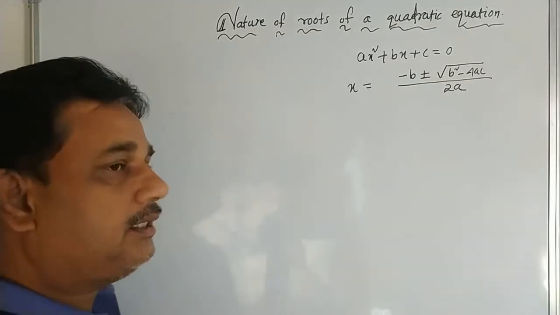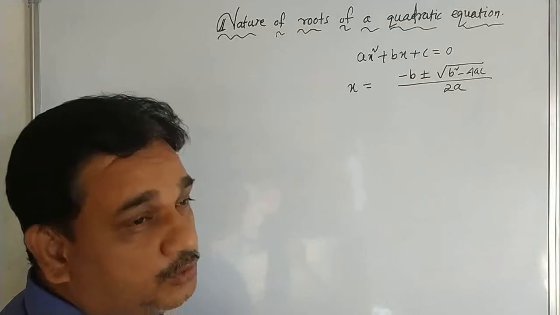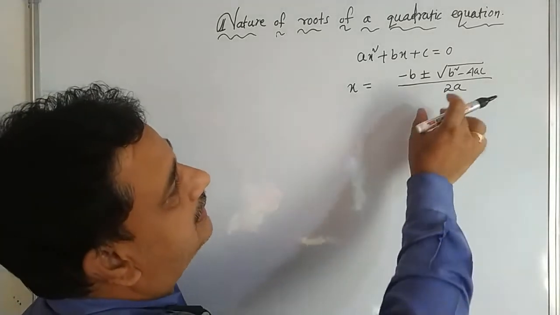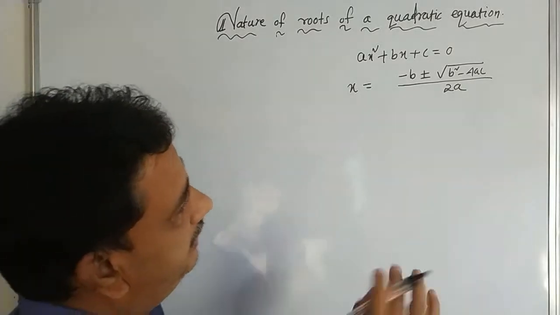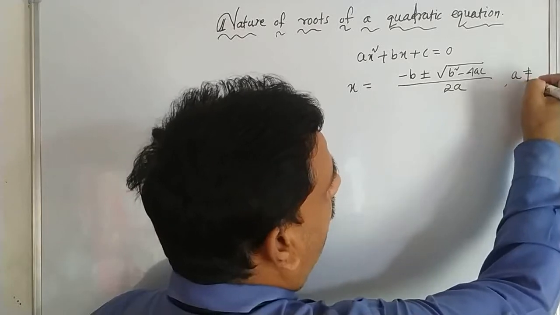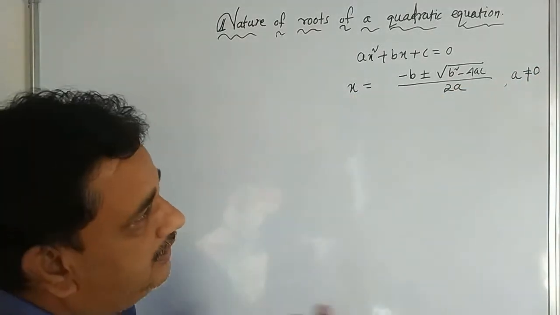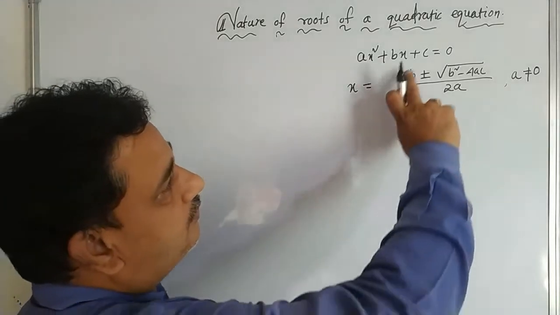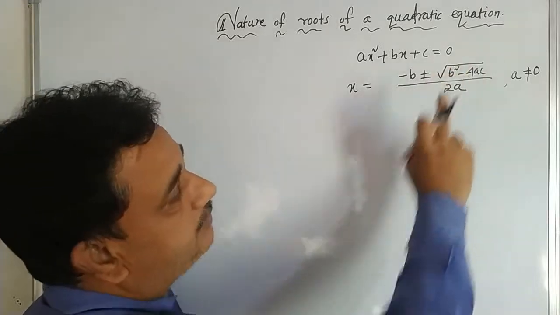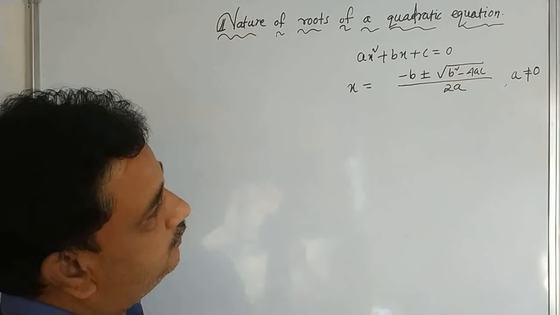But here you see, before proceeding for the solution or to get the roots of the quadratic equation, there are some conditions. Already one condition you know, that a is not equal to 0. A should not be equal to 0, otherwise x cannot be found. That is one condition. Now you go through this. Here you see square root of b square minus 4ac.